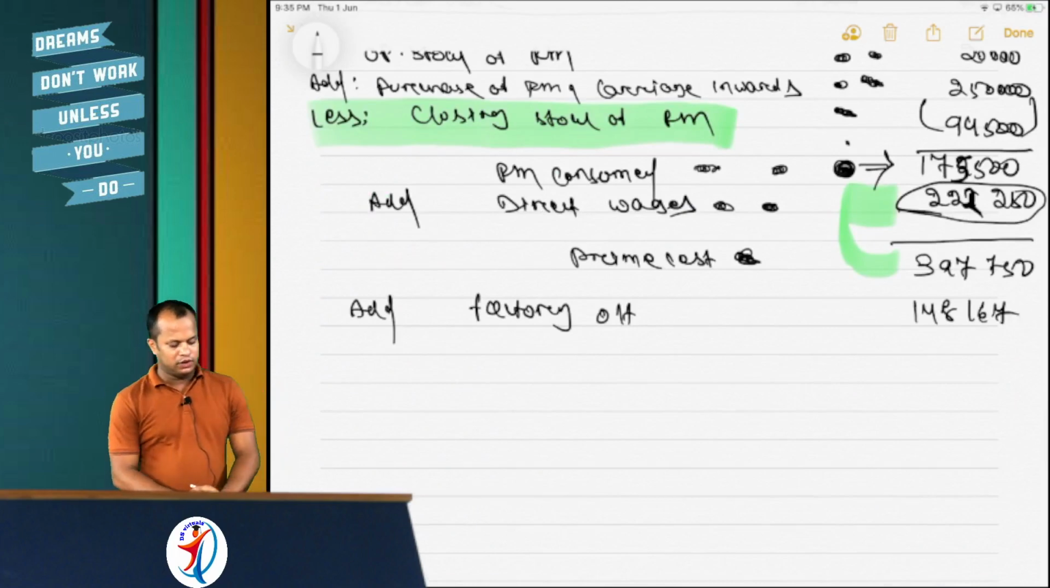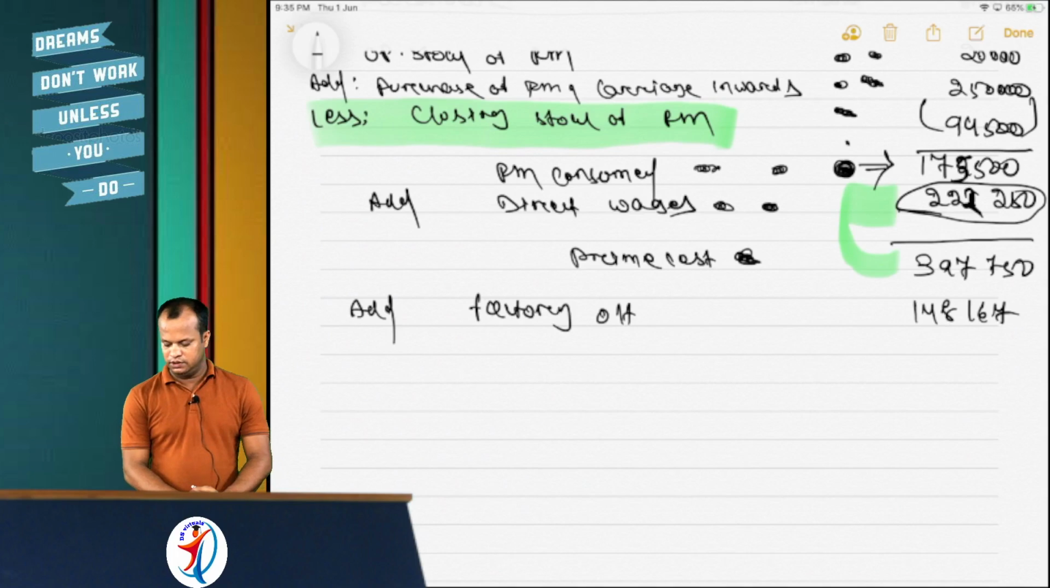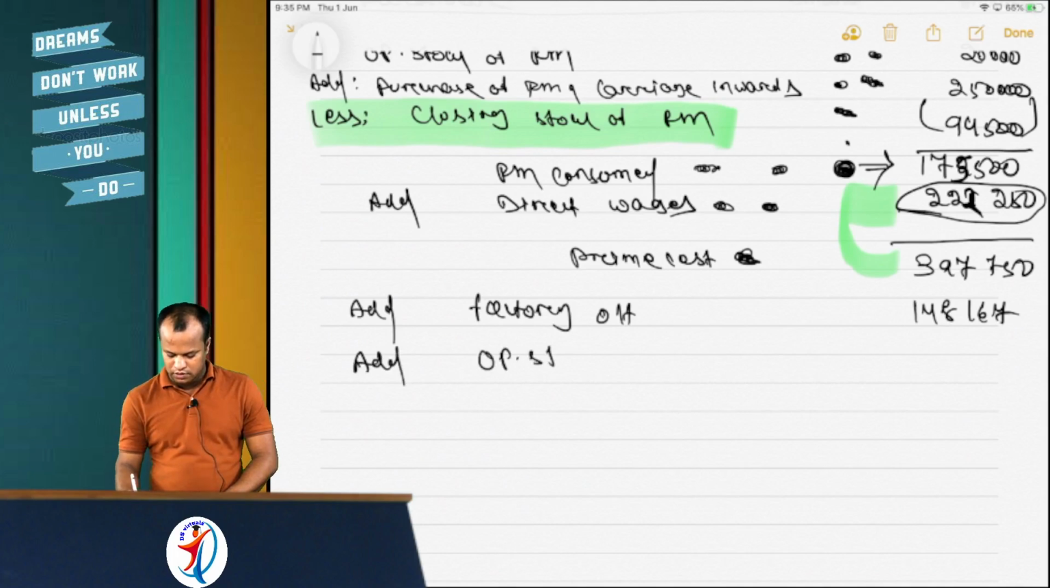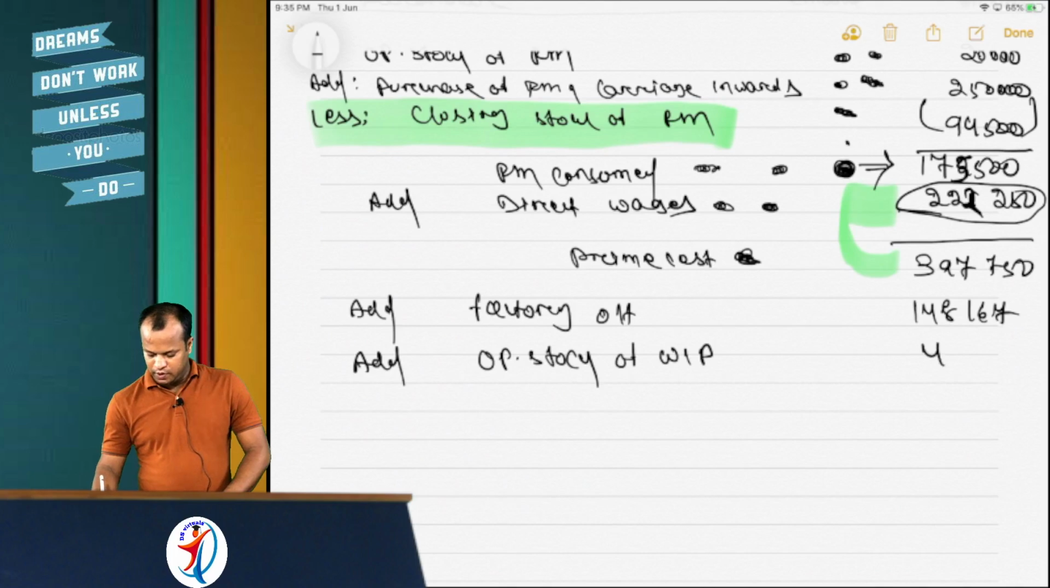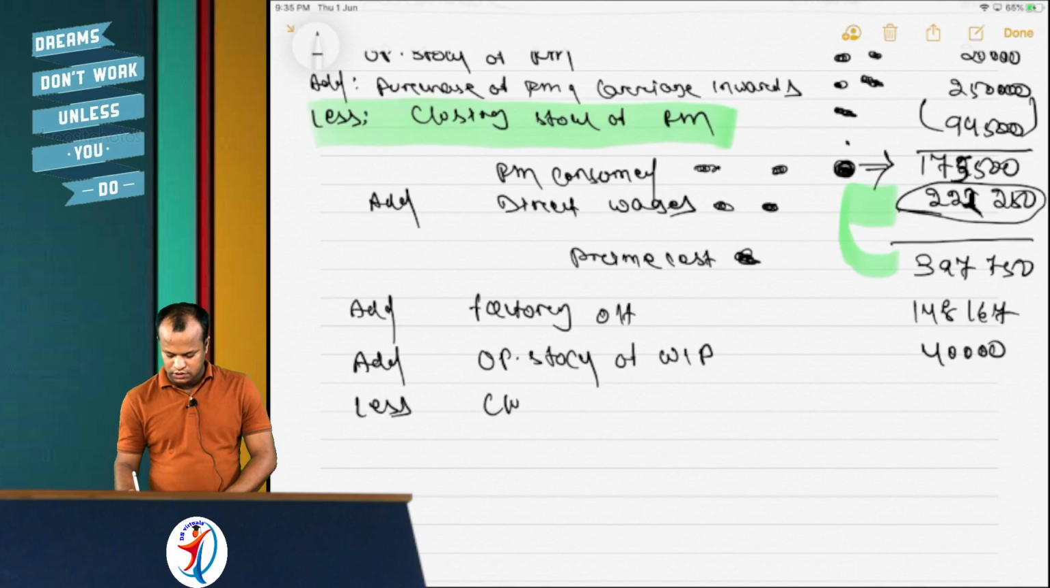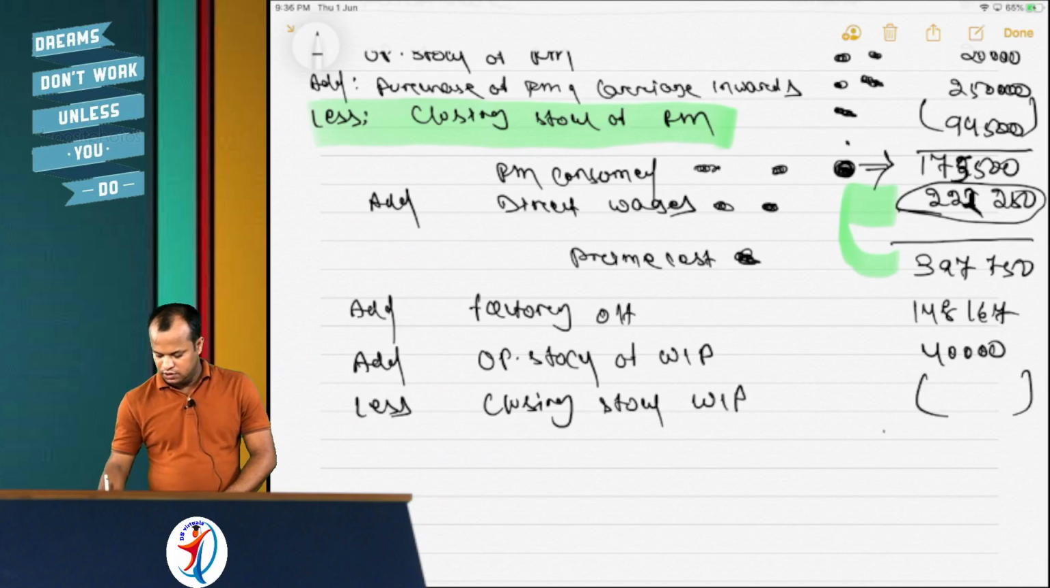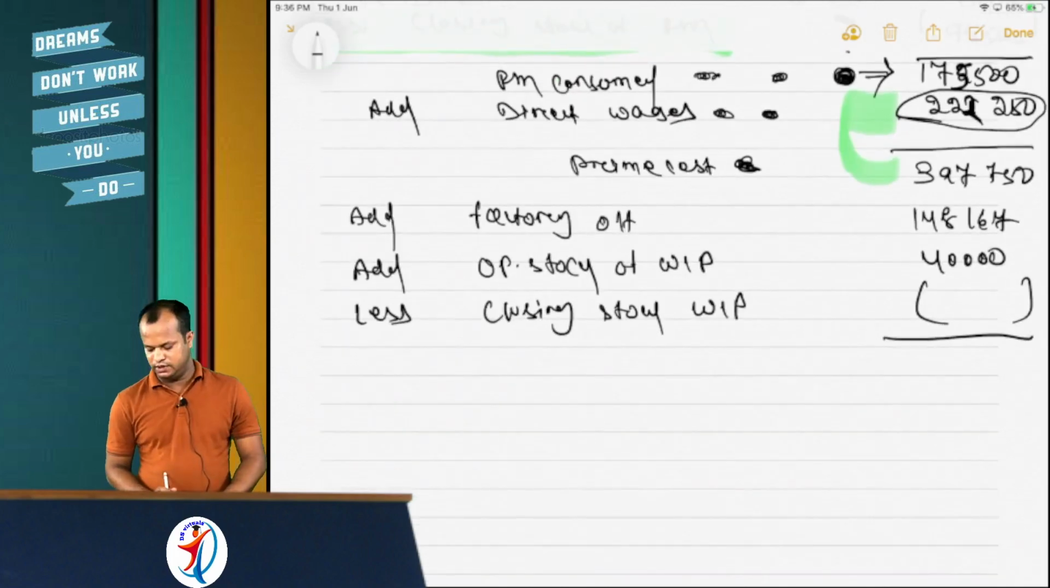Indirect manufacturing cost is 148,167. Now we will add opening stock of WIP. Sir, it is 40,000, less closing stock of WIP. It is not given in the question, it is missing, we have to find it out.